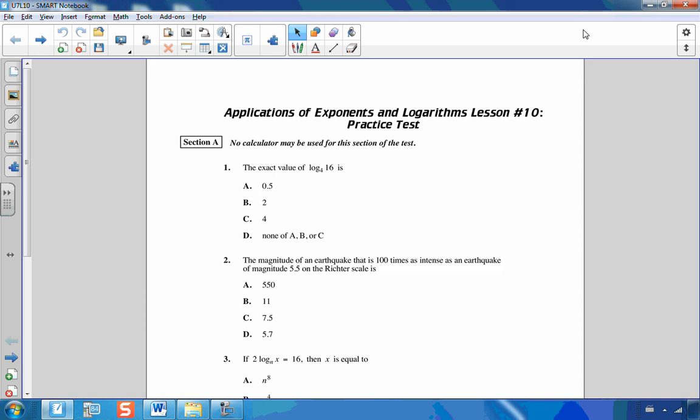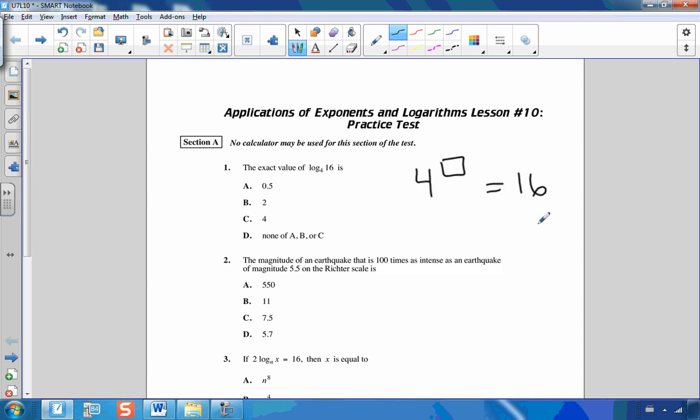It says the exact value of log base 4 of 16 is what? So when I evaluate a log, I'm really asking myself, 4 to what exponent gives me 16? And that is 4 squared. So the value of this log would be 2 because the value is the exponent.